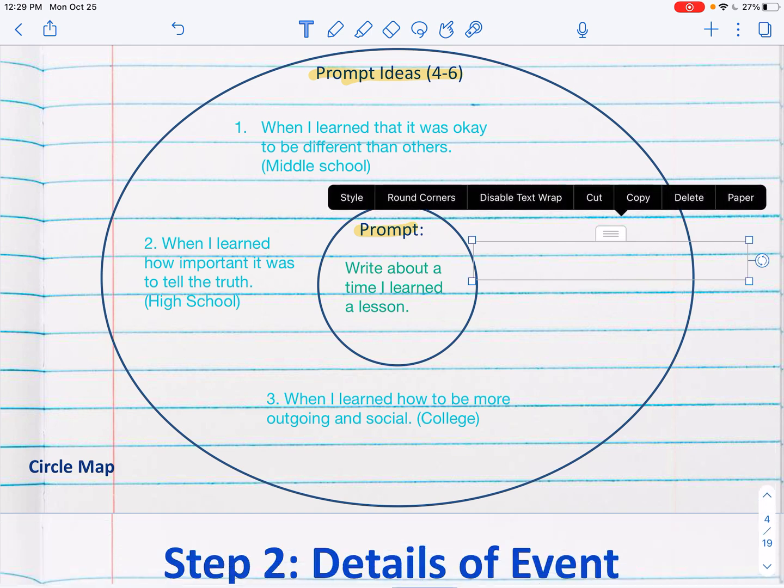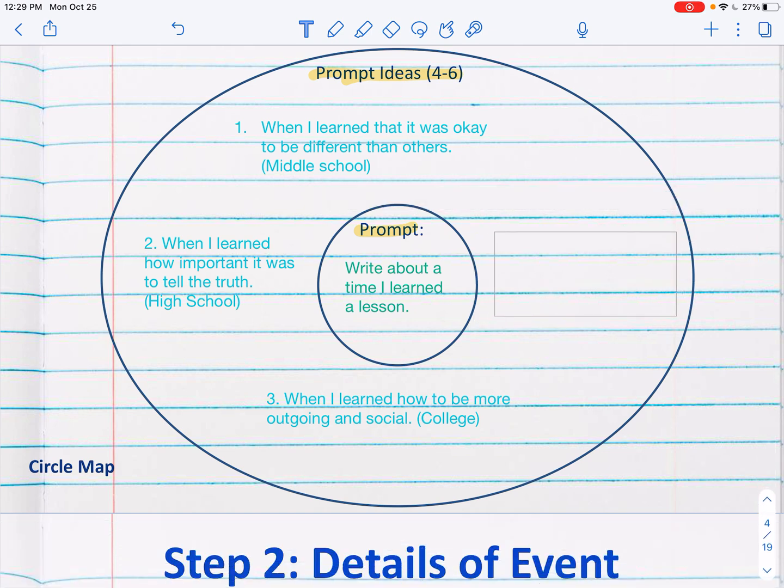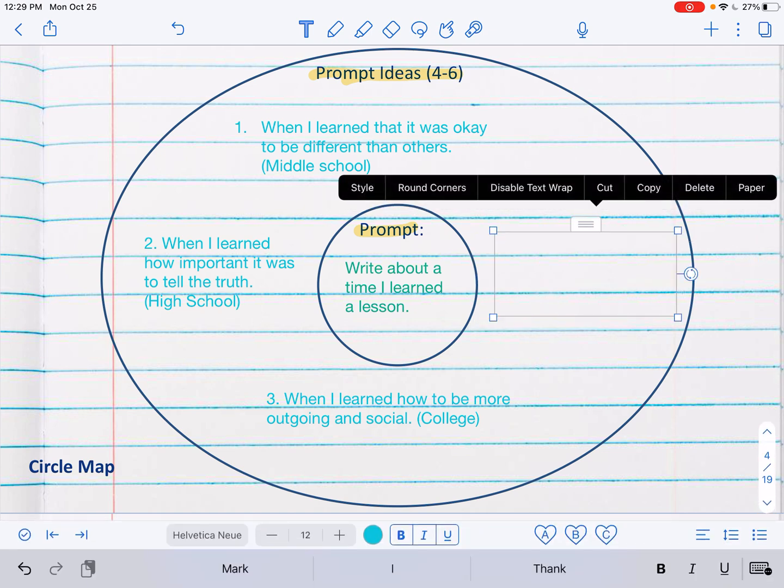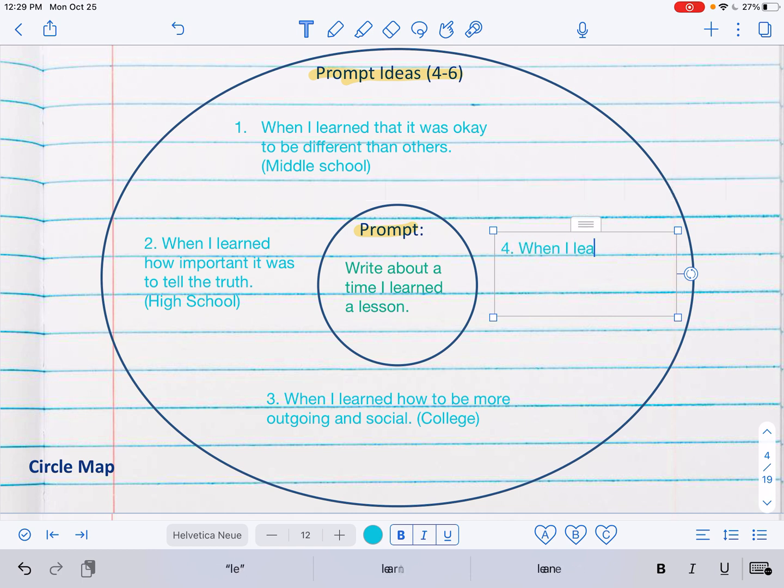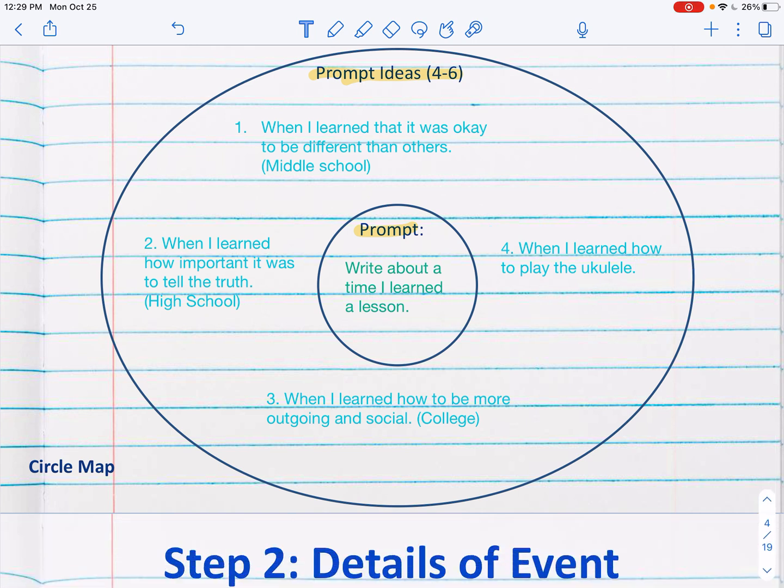But maybe I don't want anything too serious, and I don't want to go too personal. So maybe I can write about the time when I learned how to play the ukulele, because that's still a lesson that I learned. Okay, so now I have 4 different ideas.